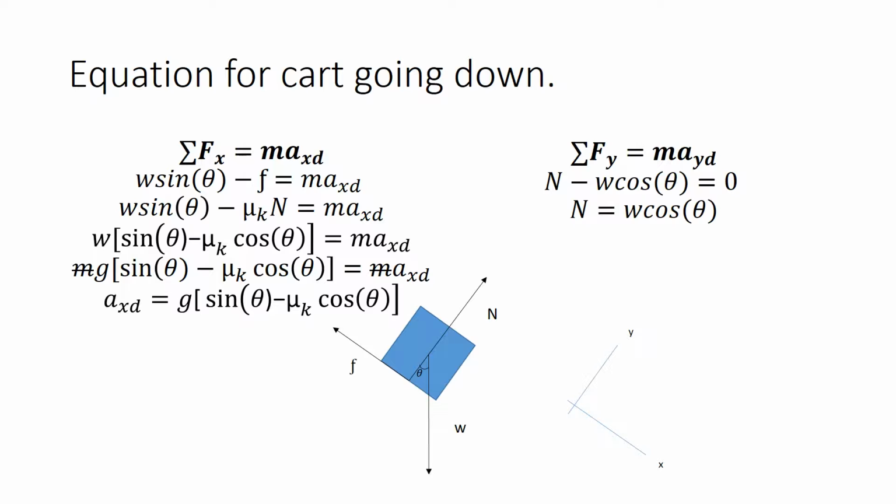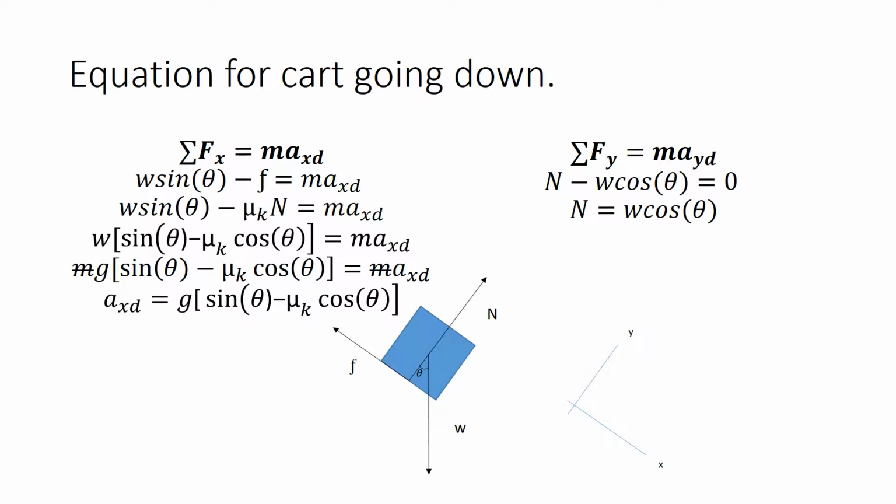Okay, this is the way we ended up finding acceleration in the x direction down. First, we started with the sum of forces in the y direction equaling mass times acceleration in the y direction down. And then it would be normal force minus weight times cosine theta equals 0. Then the normal force would equal weight times cosine theta.